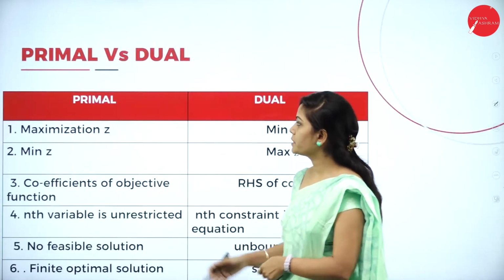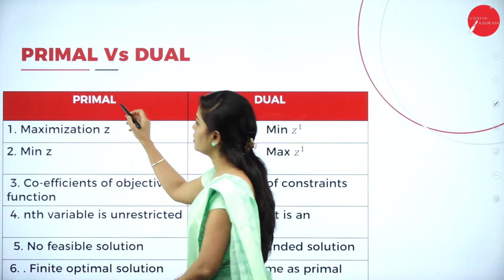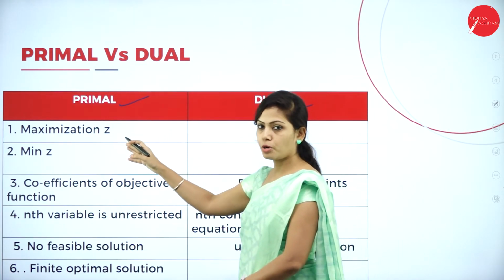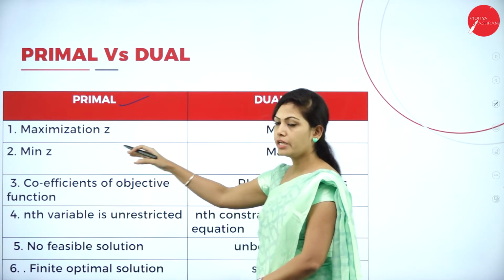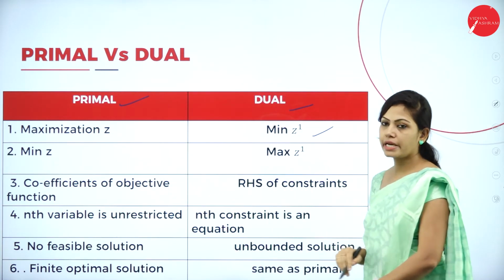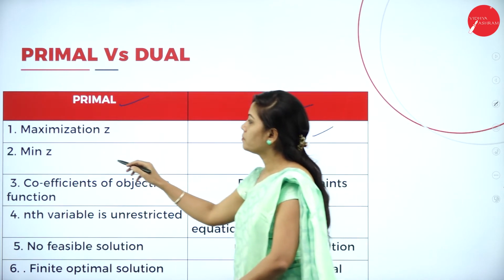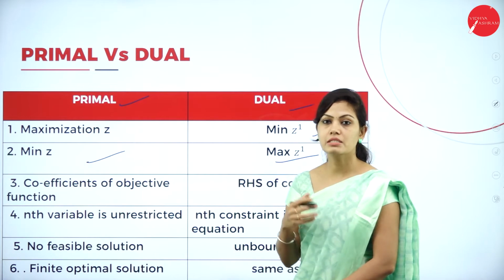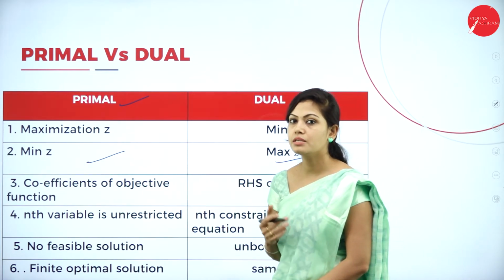And the next concept is primal versus dual. If your primal problem has maximization z, your dual will be min z dash. And if your primal problem has min z, the dual is max z dash or max z star.